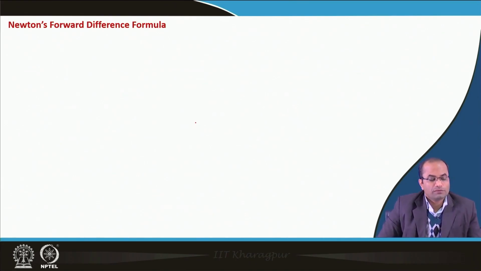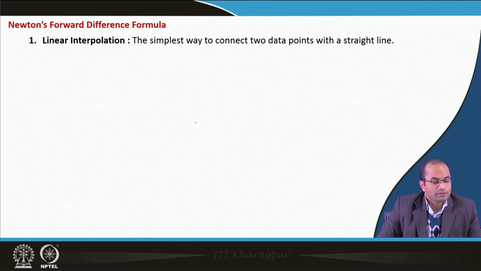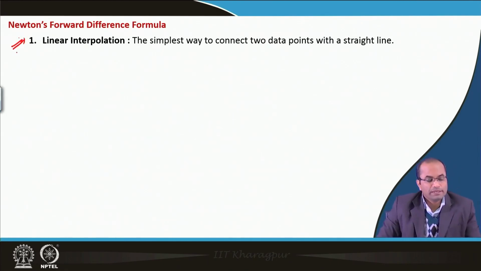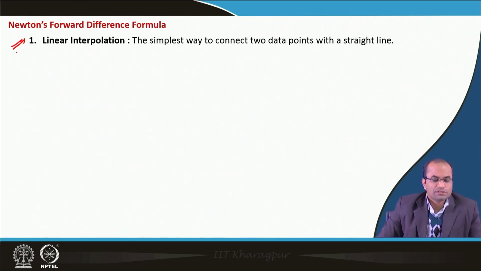Coming to Newton's forward difference formula, we will first discuss the linear interpolation case, a very simple one. When two data points are given, we can connect them through a line. Then we will go with the quadratic one, and then we can generalize for n plus 1 given data points. So, this is the simplest way to connect two data points with a straight line.